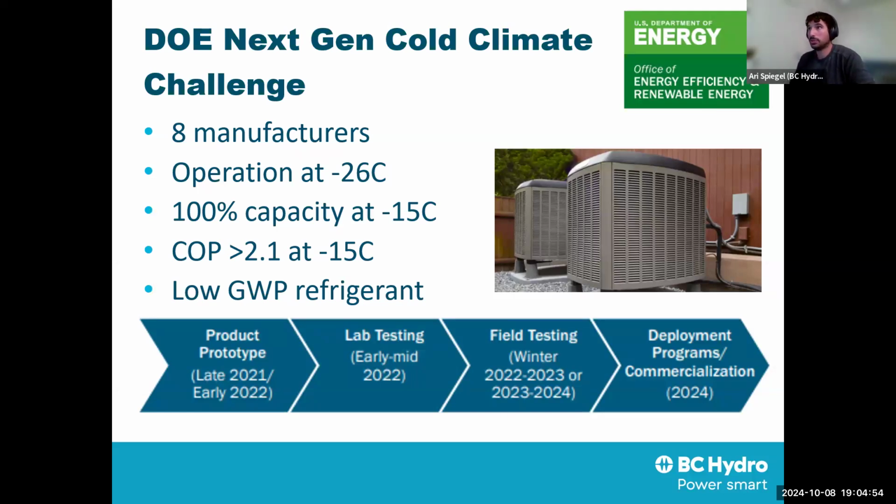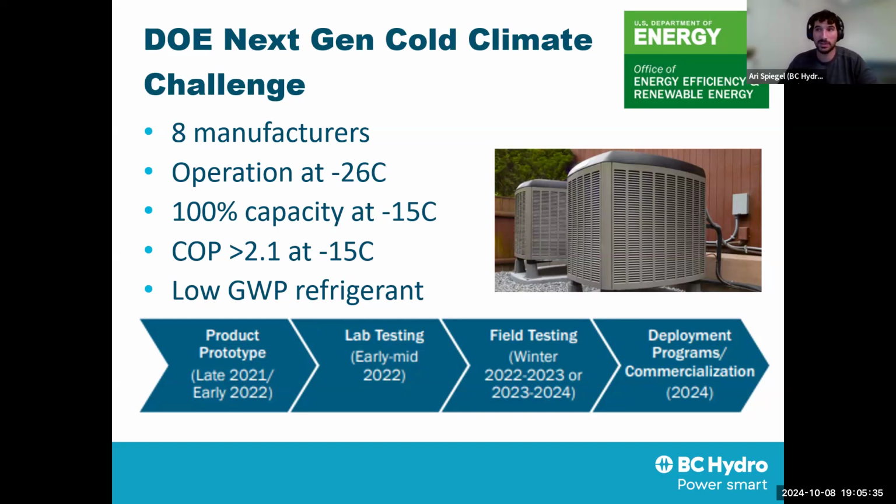The Department of Energy in the US put together a next generation challenge, already challenging manufacturers to push above and beyond that cold climate definition. What they want to see now, instead of operation at -15, is operation at -26. They want 100% capacity at -15, versus that 70% that we saw from Energy Star, and COPs going up from 1.75 to 2.1. So an increase in efficiency to actually make the business case for using heat pumps at these types of temperatures, as well as low GWP refrigerant.